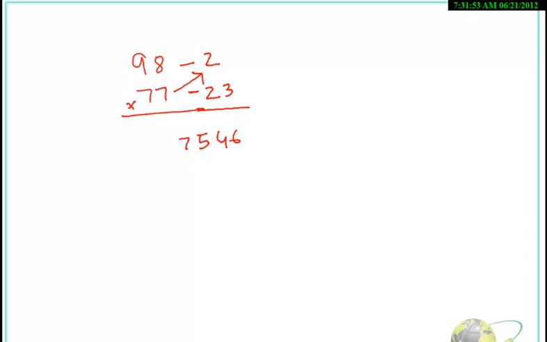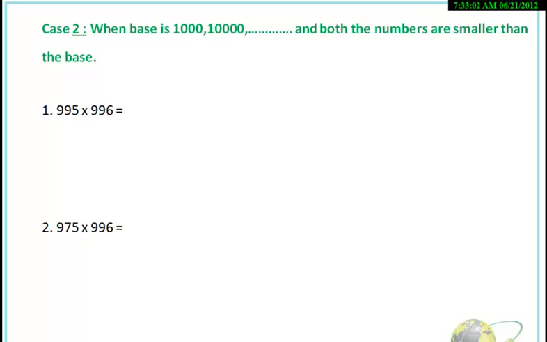So friends, the methods are very simple. In the same session, we'll be discussing more about it. Now, in the previous case, we have chosen the base as 100. Now, what if the base is maybe 1000, maybe 10,000 and so on? So, let's begin. When the base is 1000, 10,000 and both the numbers are smaller than the base, how would we proceed with the calculation? Let's begin.